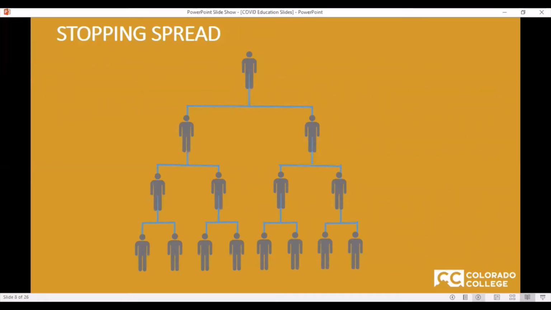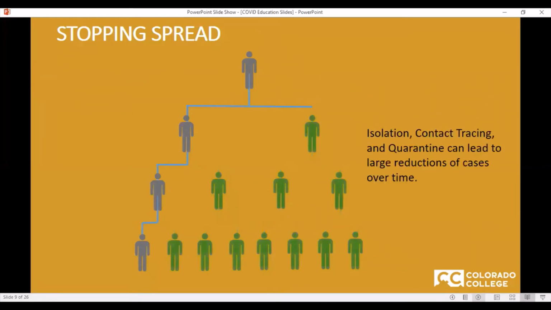This diagram shows how quickly a virus like COVID can spread through a population. By preventing someone who's been exposed to COVID from transmitting the virus to just one person, one less person of exposure, isolation, contact tracing, and quarantine can lead to very large reductions in cases over time.